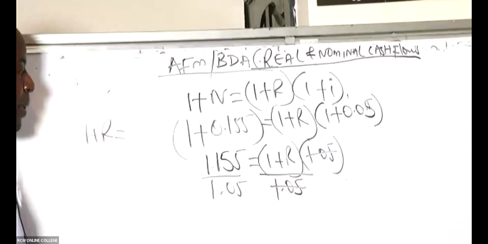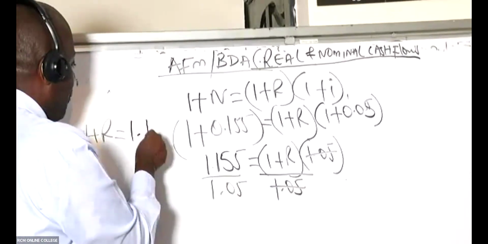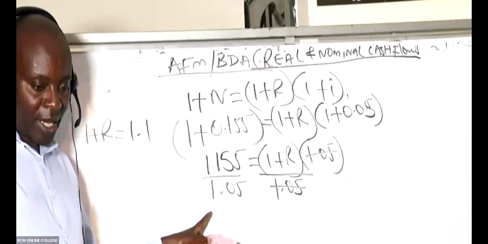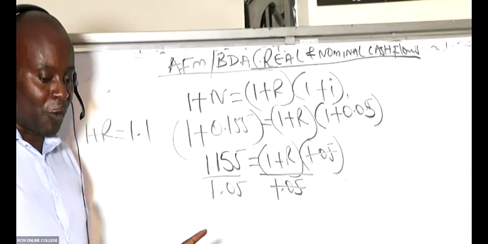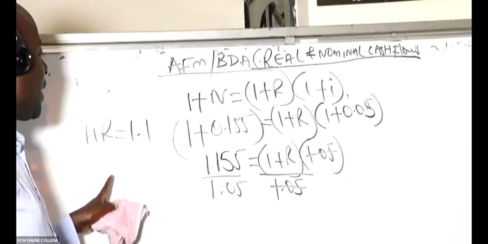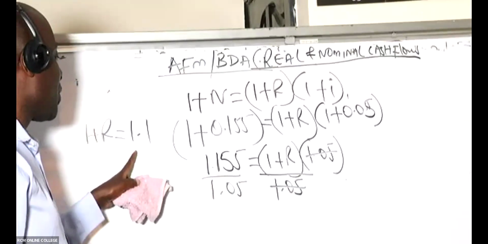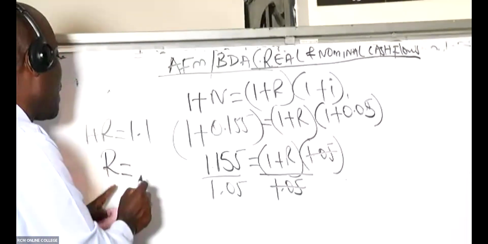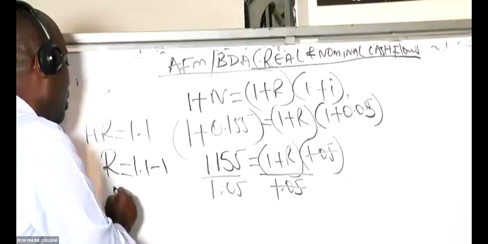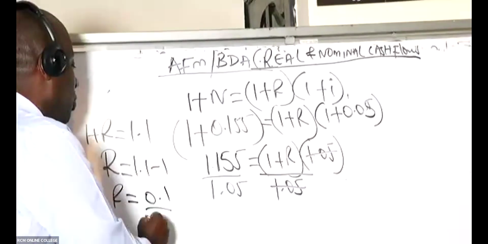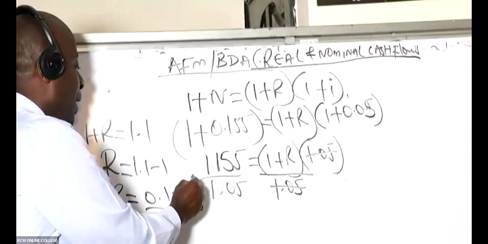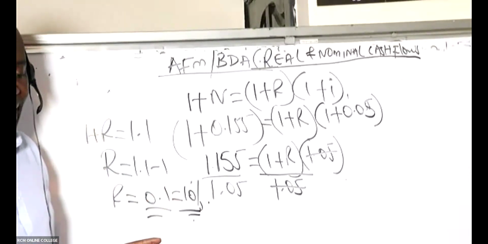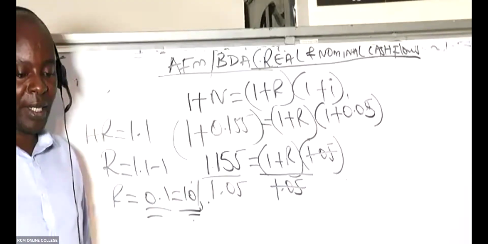I'm being told it is 1.1. I don't know whether it's true. 1.1, this divided by this. Thanks, Nancy, for confirming. Once I get 1 plus R equals 1.1, I can comfortably take this 1 to the other side, meaning that R will be 1.1 minus 1, which gives me what figure? 0.1, which somebody has pinpointed as 10%.